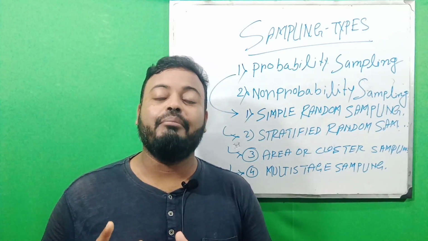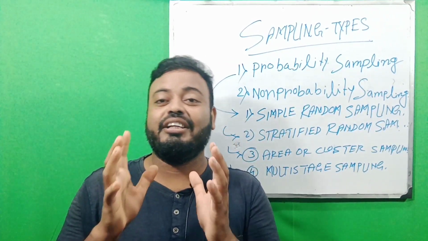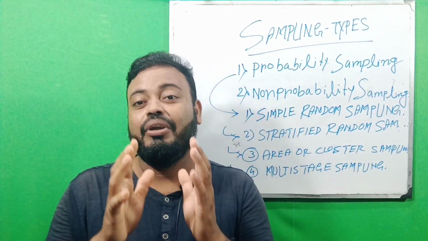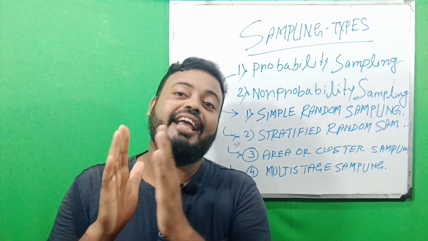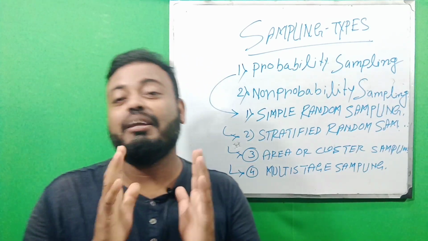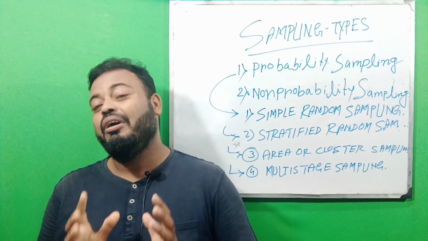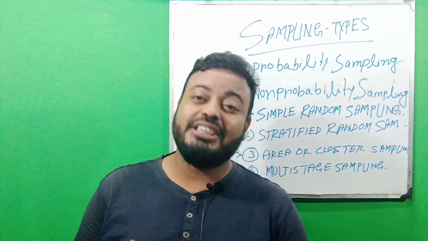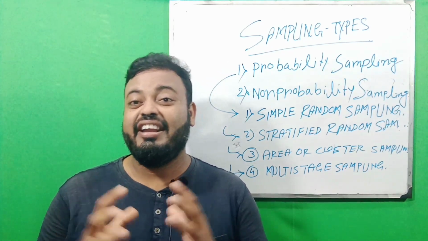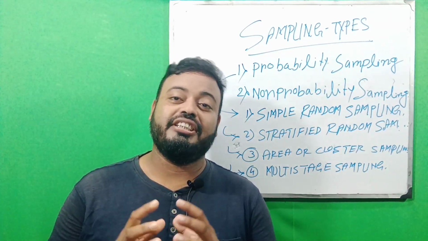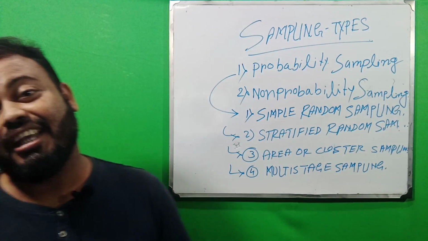Multi-stage sampling involves a huge area, but here you are the researcher and you divide all the selected areas into small parts, like blocks. For example, you select a specific area for collecting data, and you also narrow this area down for your research work. So this is multi-stage sampling.